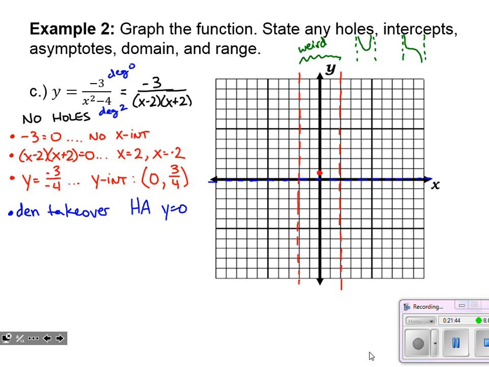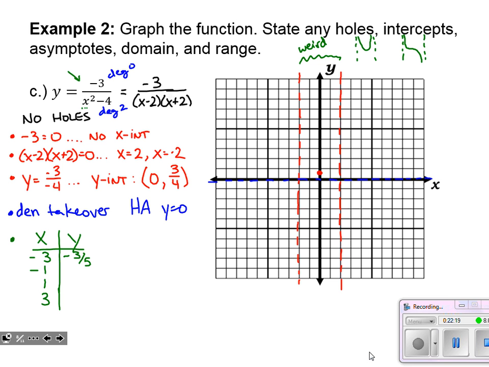So we need to find some points inside as well as outside of those vertical asymptotes. But it's still not a difficult table to make. I'm just going to choose negative 3, negative 1, positive 1, and positive 3. So what happens when I plug those in? If I plug in a negative 3, and I'm going to choose the original because then I only have to plug x into one place, but I could use the simplified one as well, I'm going to get negative 3 over 9 minus 4. I'm going to get negative 3/5.